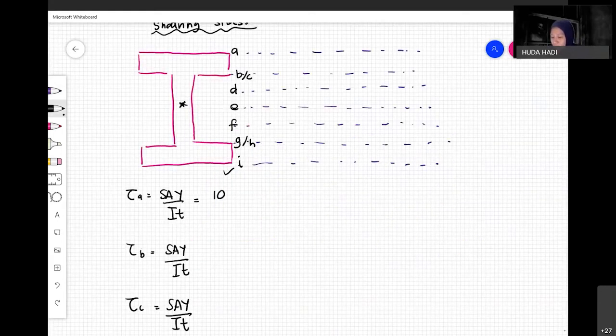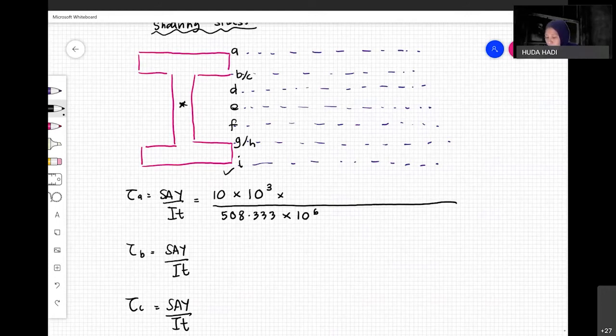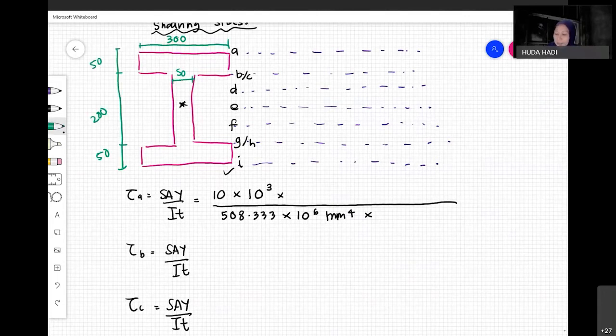So maximum shear force is 10 kilonewton. So tukar di Newton, 10 kuasa 3, sebab darab 1000. Dan area ni I tak tahulah berapa area dia. Y pun I tak tahu, so I leave it first. And then I need to divide with the value of I, which is 508.333 darab 10 kuasa 6 millimeter kuasa 4. And the thickness is 300. Okay, sebab thickness dia 300 lah.